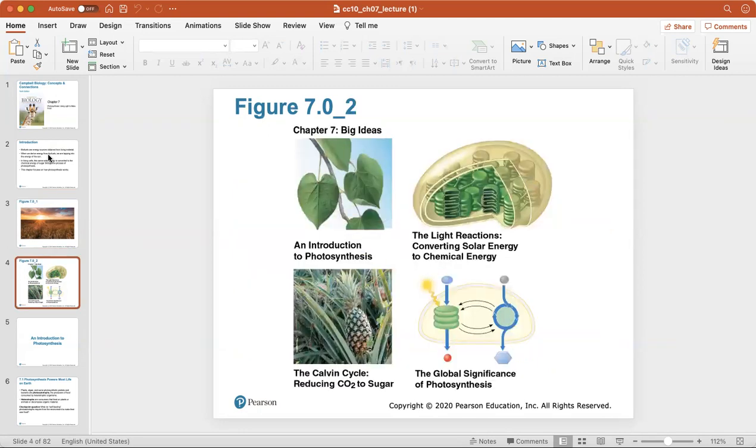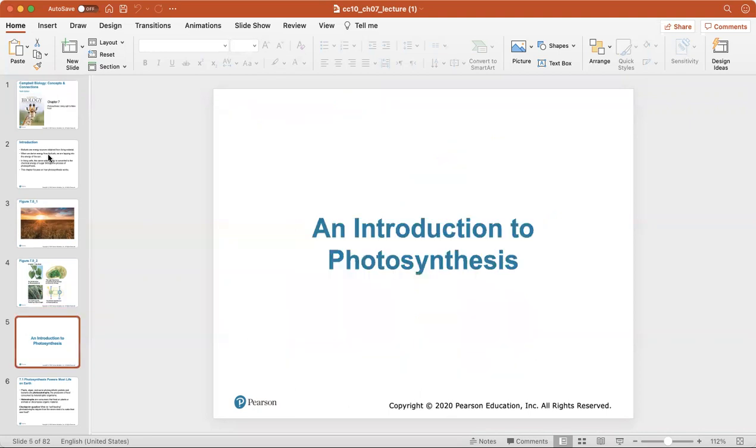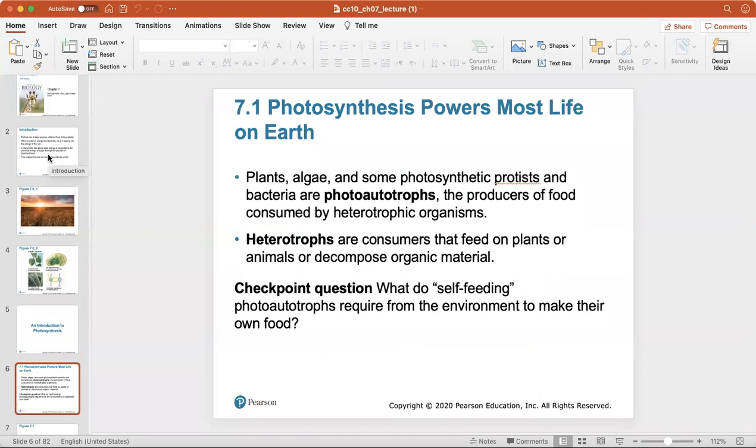So here are the big ideas. We're going to look at an intro to photosynthesis. We'll talk about what the Calvin cycle means. We'll look at light reactions, how they are converting solar energy to chemical energy, and we'll look at the global significance of photosynthesis. So, an introduction to photosynthesis.